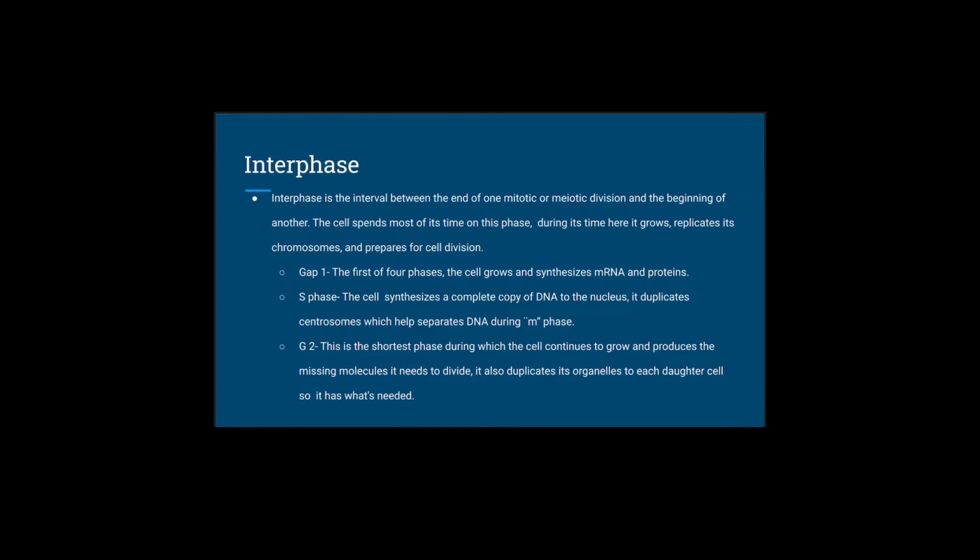G2. This is the shortest phase, during which the cell continues to grow and produce missing molecules it needs to divide. It also duplicates its organelles for each daughter cell so it has what's needed.